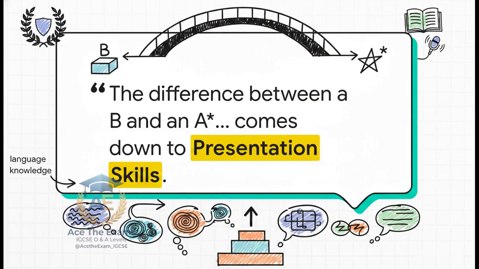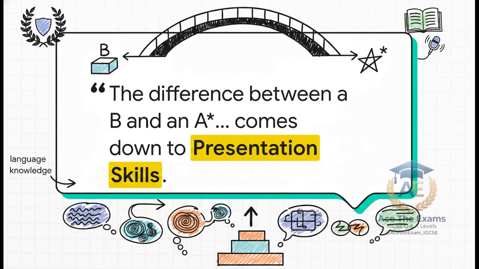Now take a really close look at this quote. This isn't just some vague theory I came up with. This is directly from senior principal examiners. They are explicitly telling us that bridging that massive gap from a B to an A star requires way more than just linguistic fluency. It requires logical, structured reasoning and a masterful grip on how you present your analysis.